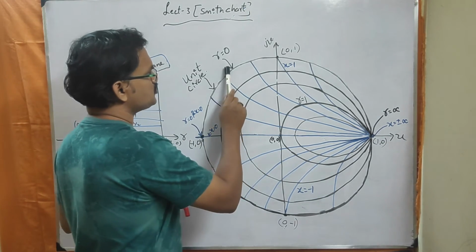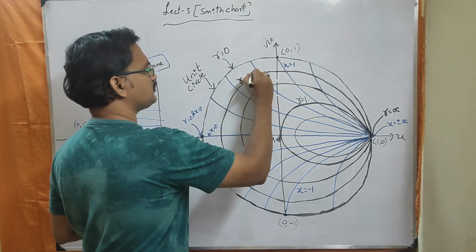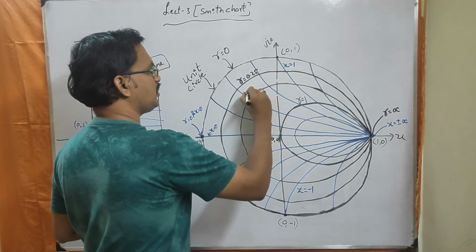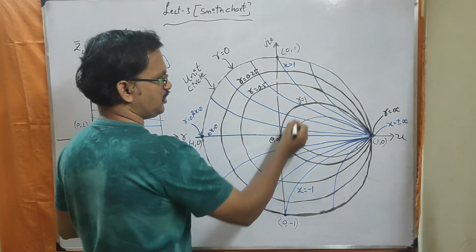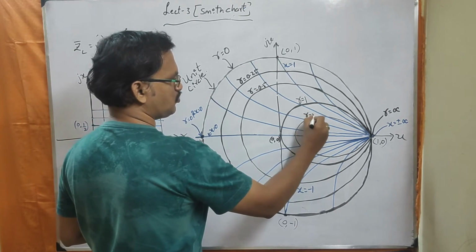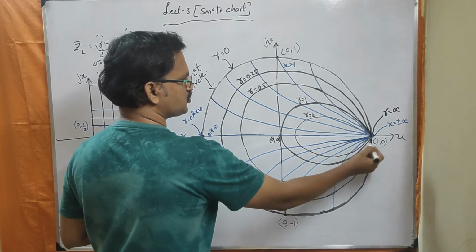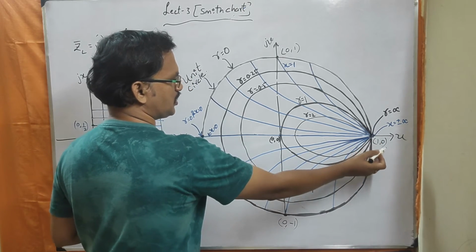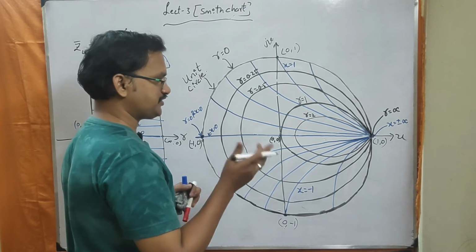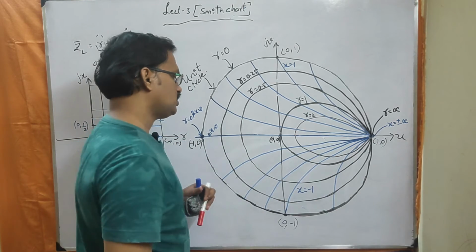So this is R equal to 0, and let us say this is R equal to 0.25 and R equal to 0.5, and let's say this is R equal to 1, this is R equal to 2, and you will get R equal to 3, R equal to 4, R equal to 5, and so on up to R equal to infinity. So R equal to infinity is nothing but the 1, 0 point. Okay, point circle. R equal to infinity represents the point circle, that is at 1, 0.